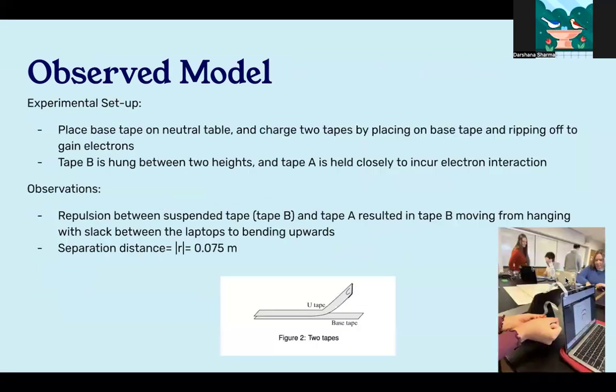To set up, we charge both tapes, then hang tape B up and hold up tape A to observe how it affects the charges. We see that tape A causes tape B to move up, and the separation distance is 0.075 meters.